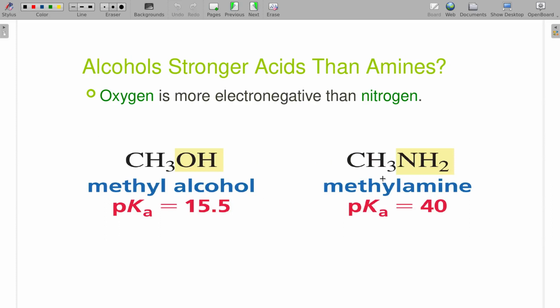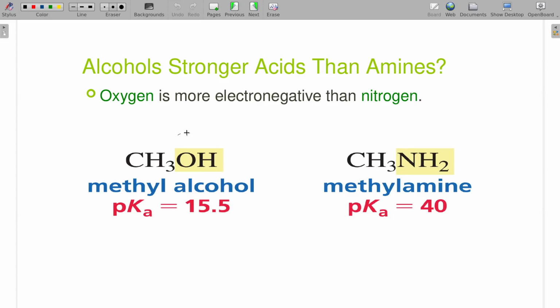Alcohols and amines do behave as weak acids, but there are some interesting things going on to explain this. We're talking about the overall pKa's. Why are they different, and can we relate it to just the electronegativity? Well, yeah, we can.